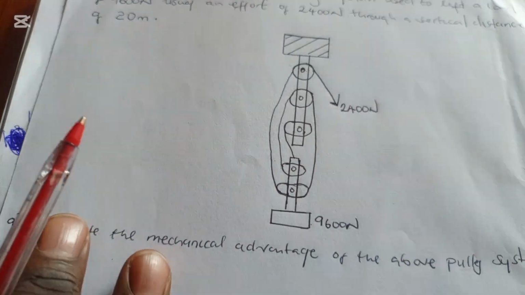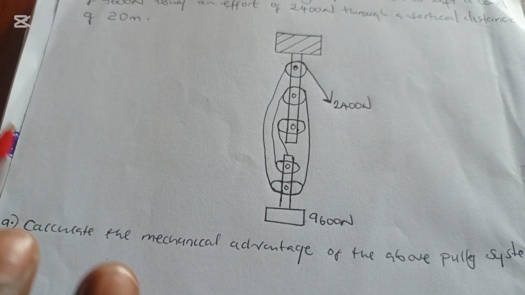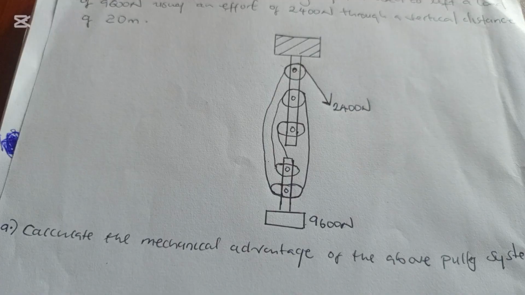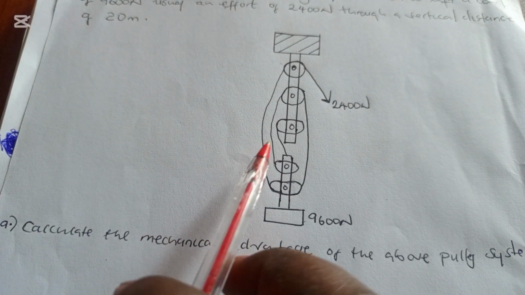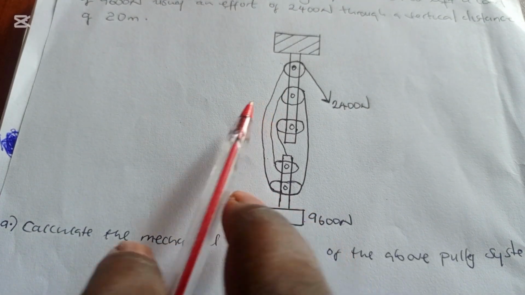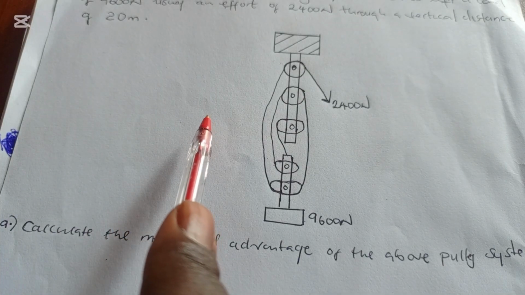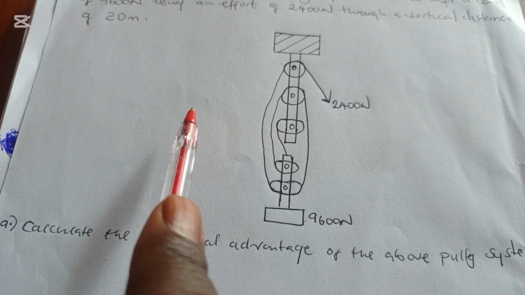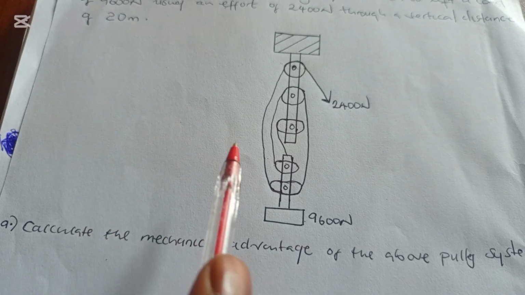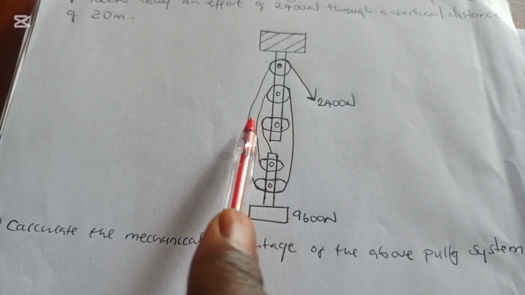Now, just some background information. A machine is any device that makes work easier. So this is the pulley system. Before we proceed, in case we meet a question where they ask you to find the velocity ratio, which is VR, you just need to count the number of ropes.